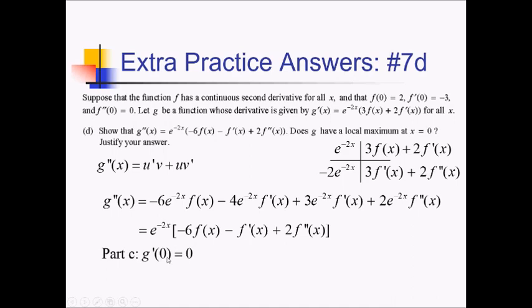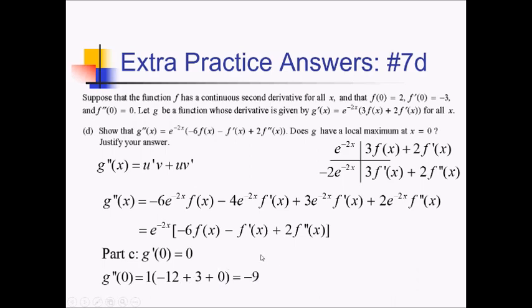Now we have to plug 0 into the second derivative and see if that comes out positive or negative. So if I do that, plugging it in here, that's going to be e to the 0, which is just going to be 1. And then we're going to have negative 6 times f of 0. Well, negative 6 times 2 is going to be negative 12. Now we're subtracting f prime of 0, so subtracting negative 3, so adding 3. And then finally we're doing 2 times f double prime of 0. Well, f double prime of 0 was 0, so that's just going to be 0 for that last term. So we have 1 times negative 12 plus 3, which is negative 9. And that's going to be our final answer on this one.